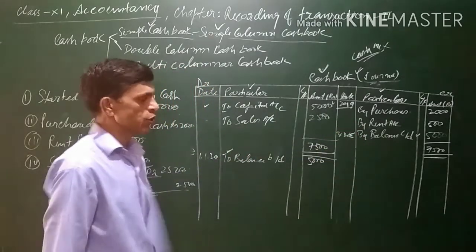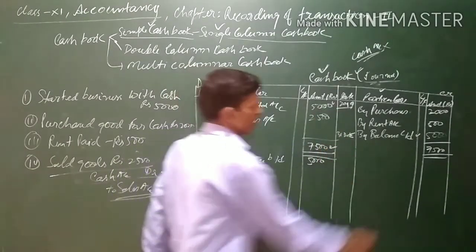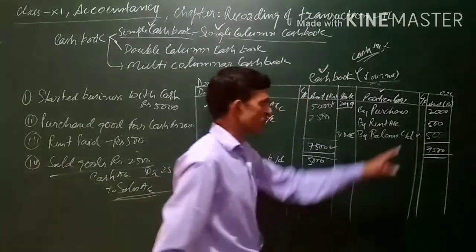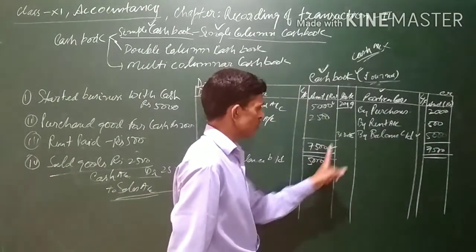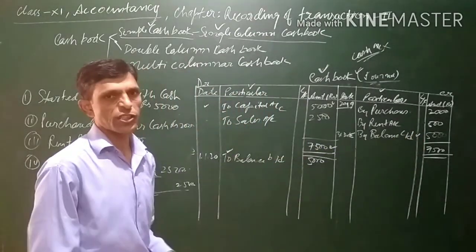This is known as balancing of account. Earlier the account totals were different: here it was 10,500 and here it was only 2,500. So the balancing figure was 5,000. In order to tally the account, to make the account totals on both sides equal, you have to write 5,000 here. This is known as balancing of accounts.